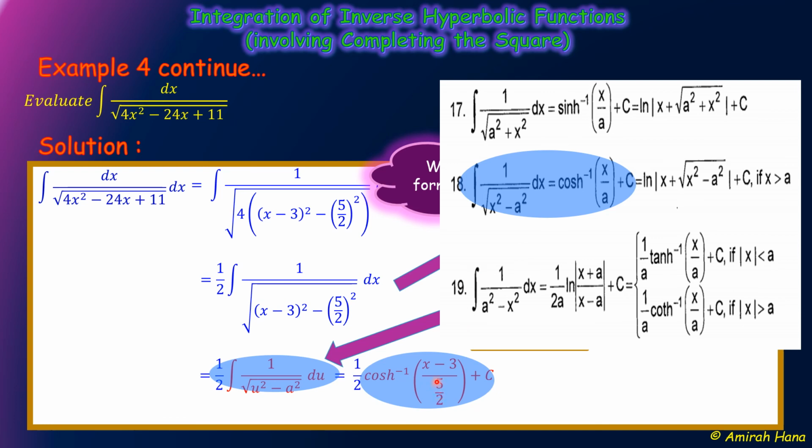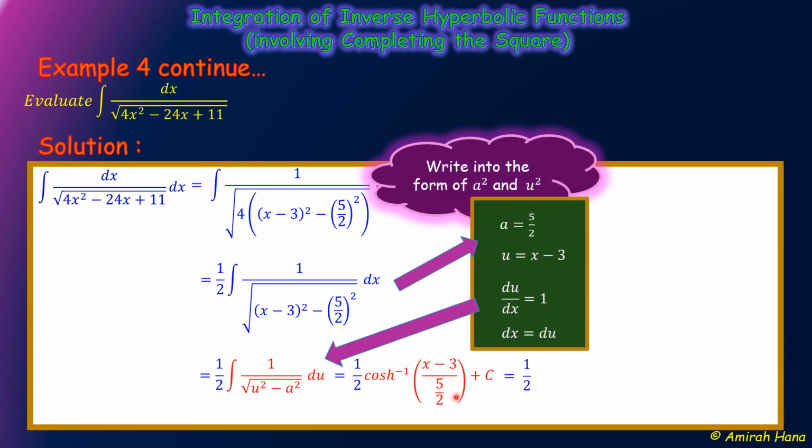But from here, we have a fraction in a fraction, so we need to simplify. After we simplify, we can move it up to the numerator here. So the final answer is half inverse cosh of 2 bracket x minus 3 over 5 plus c. This is the final answer. Or we can expand to x minus 6, or we can leave it like this. Got it?